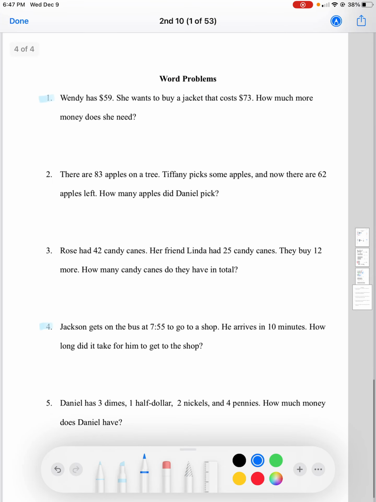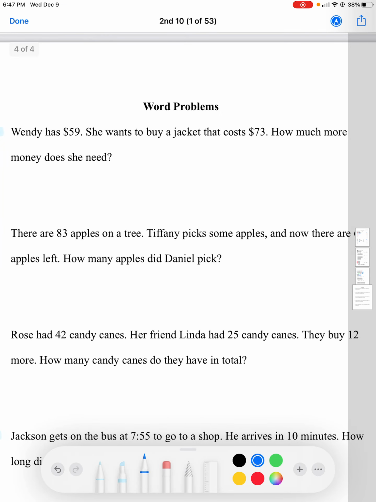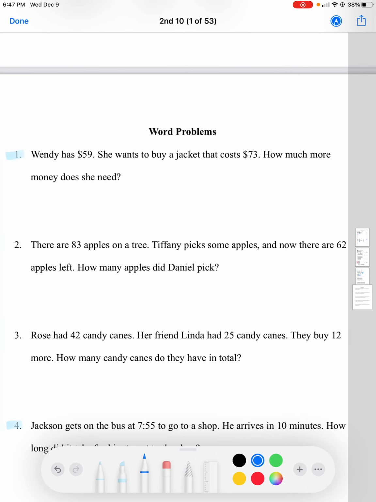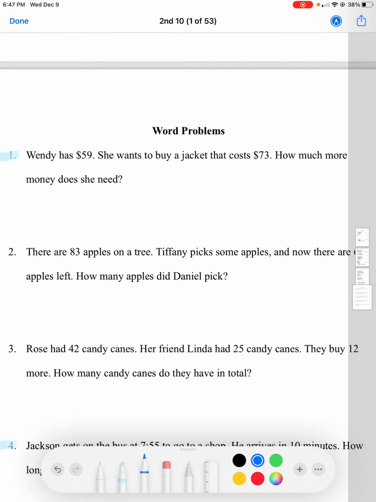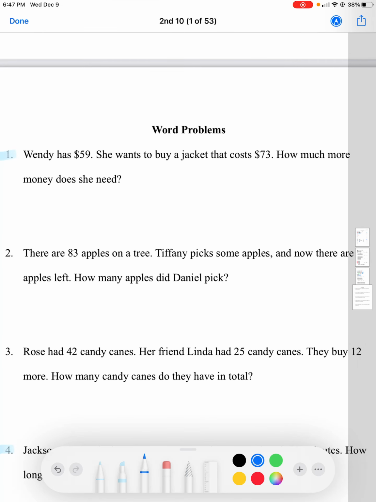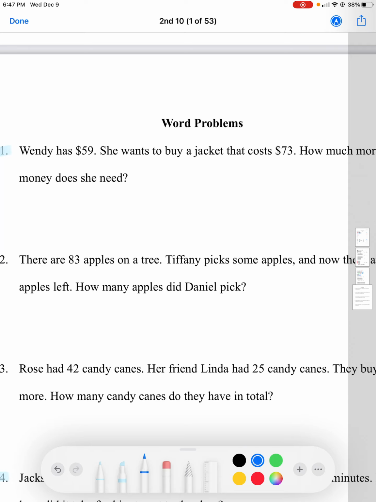Now lastly, we'll do word problems. We'll go over number 1 and number 4. So number 1 says Wendy has $59. She wants to buy a jacket that costs $73. How much more money does she need? So we haven't really worked with adding and subtracting dollars yet, but it's exactly the same thing as adding and subtracting just normal numbers with just the dollar sign attached.